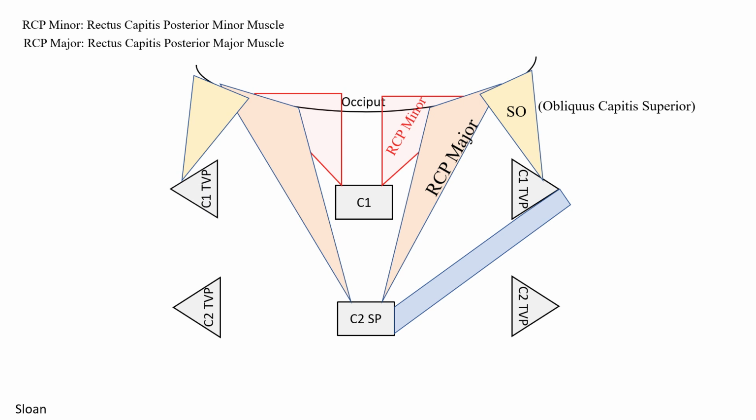And then attaching from the transverse process of C1 to the spinous process of C2 is the inferior oblique muscle, and this is also called the obliquus capitis inferior. So capitis means head, oblique, so at an oblique angle. This muscle up here is superior, okay, and this one is inferior.